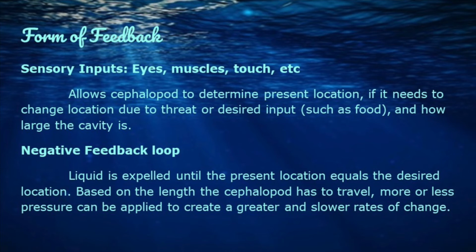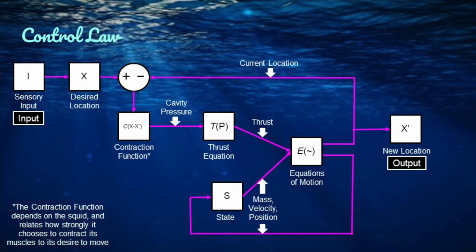In theory, this can be treated as a negative feedback loop, where an output of using the jet, the new location, is directly fed back into the control law to determine if the squid needs to continue firing its water jet to reach its desired location. A cephalopod controls the motion created by its water jet by varying the intensity with which it contracts its mantle cavity. The cephalopod control law approximates how a cephalopod will use sensory inputs to decide that it needs to move a certain distance, and then apply corresponding pressure to create a water jet and propel itself. Through the negative feedback loop, this will continue until it reaches its desired location.